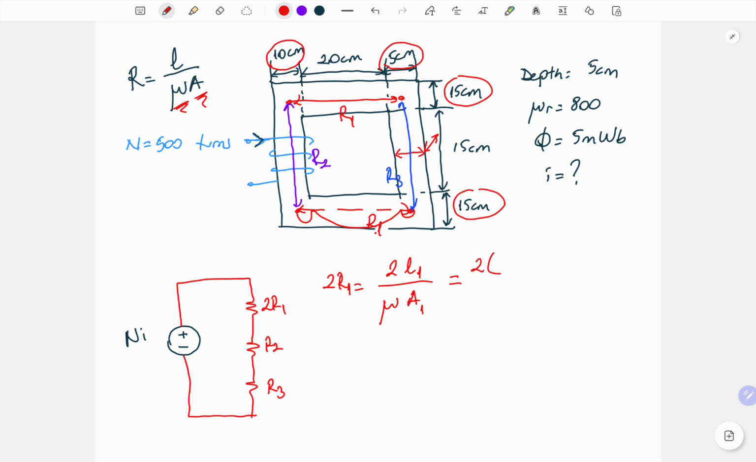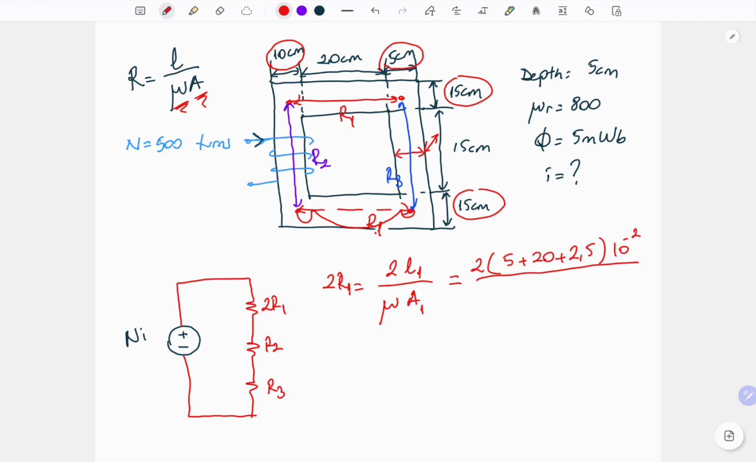Still we have 2 because we have 2R1 in our circuit. And our mean path length dimensions are 5, 20, and 2.5 from left to right, and we must convert to meters. For the denominator, our first parameter is nu, which is the permeability.